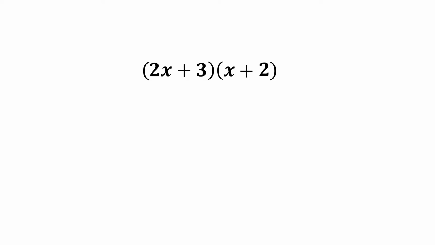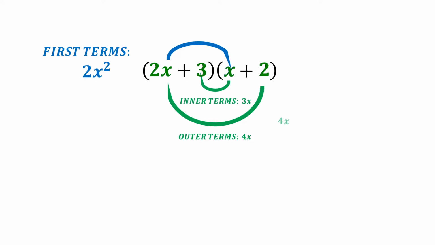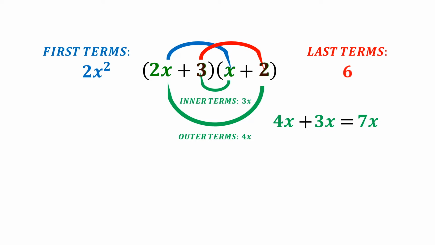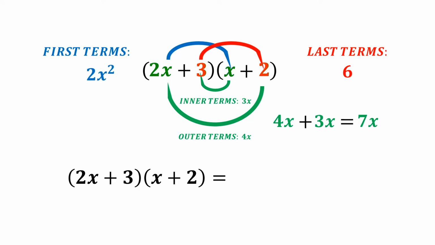If we multiply 2x plus 3 and x plus 2 using the FOIL method, first, the product of the first terms of the two binomials is obtained. Next, the product of the outer terms and the product of the inner terms are taken, then their sums determined. Finally, the product of the last terms of the two binomials is obtained. Hence, the product of 2x plus 3 and x plus 2 is 2x squared plus 7x plus 6.